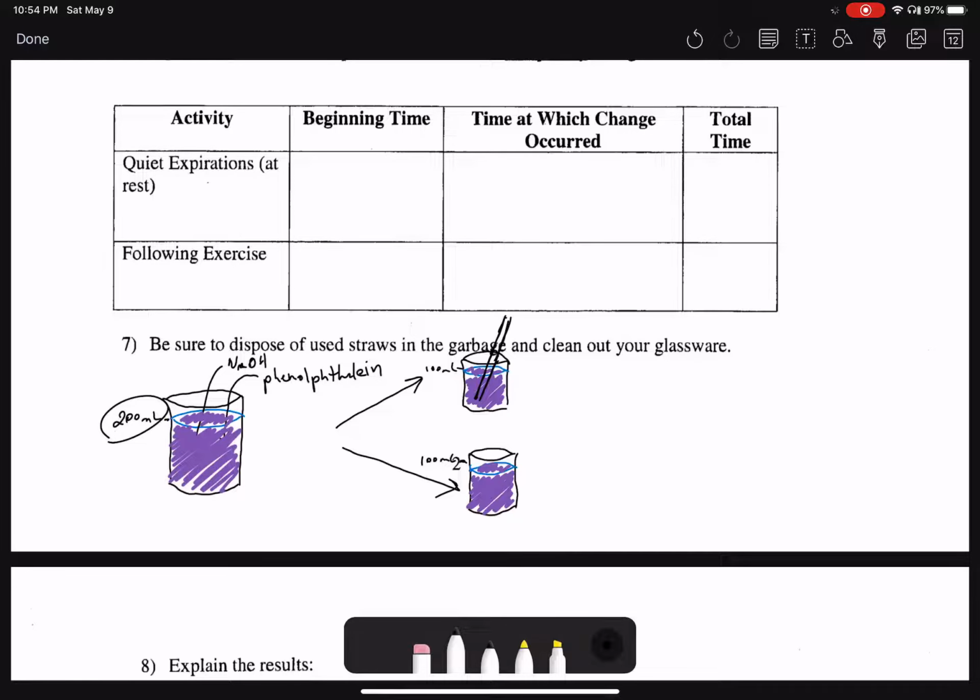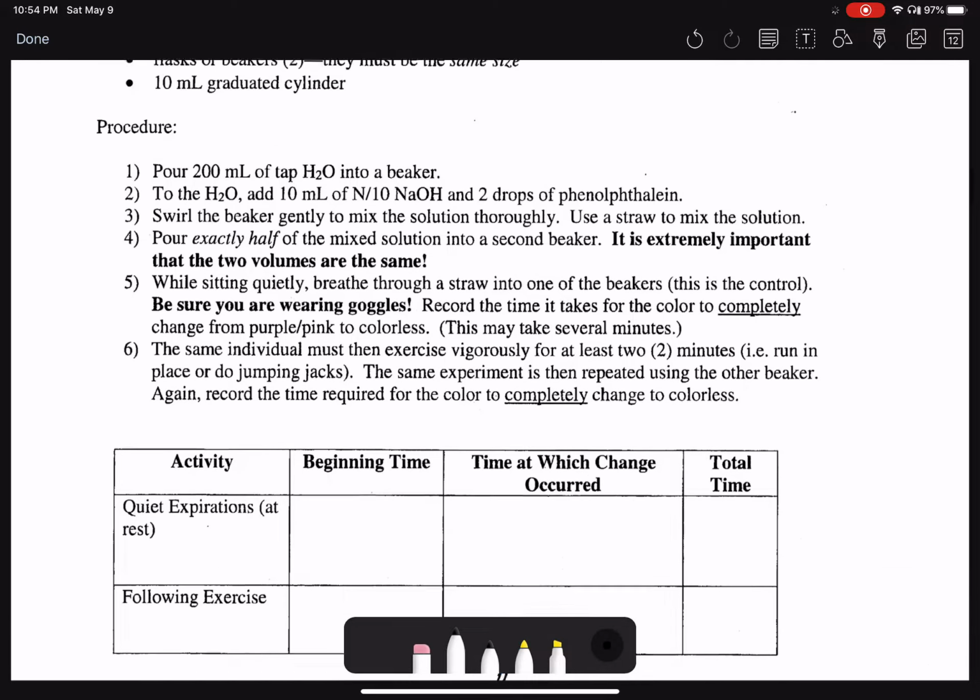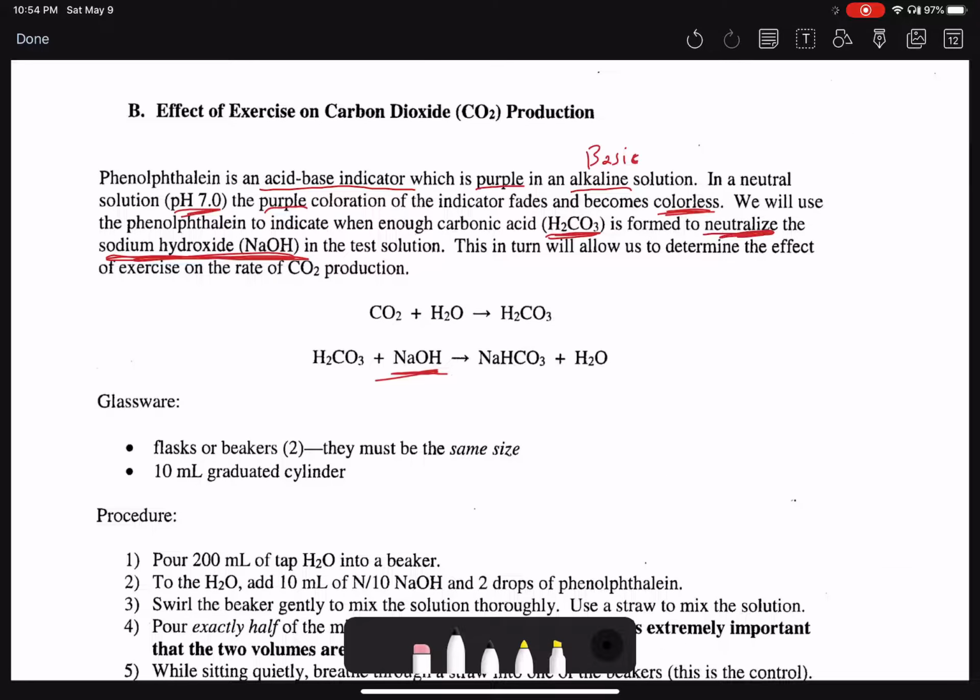So why would the solution turn clear? That's where we come back up to this equation. What happens is the CO2 that we exhale with each breath reacts with water in this aqueous solution of sodium hydroxide to form carbonic acid. Remember, carbonic acid is H2CO3.